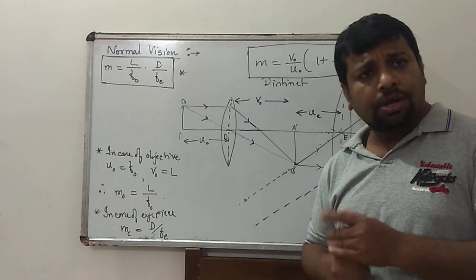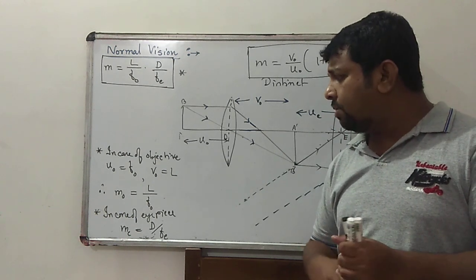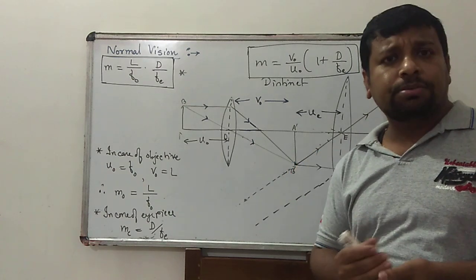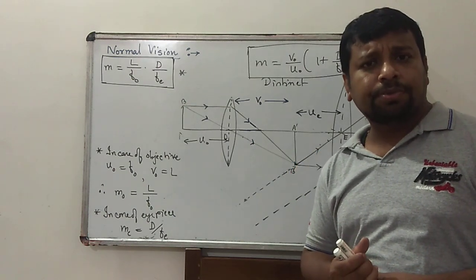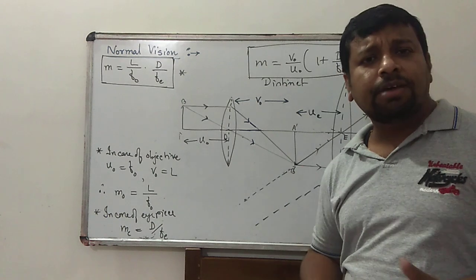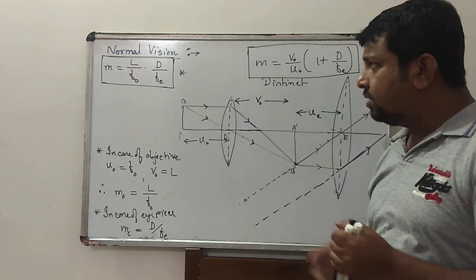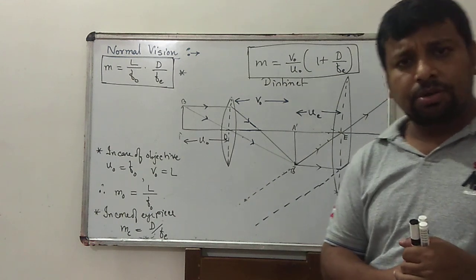Next, we will discuss the telescope, that means the astronomical telescope, which can be reflecting and refracting. So next class we will discuss the telescope. Okay, thank you.